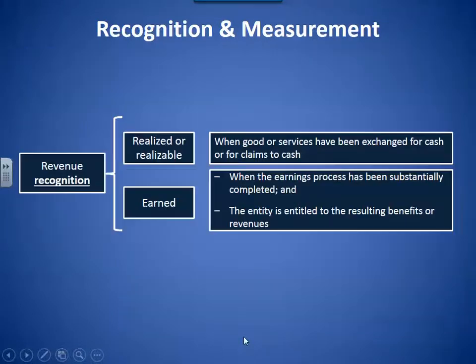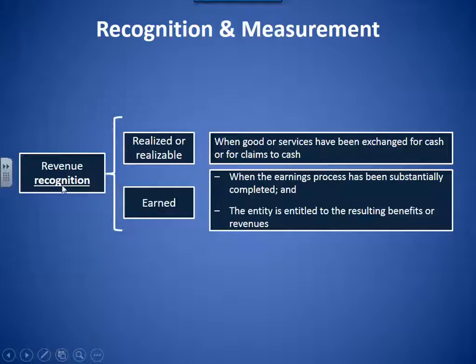Now let's look at the concept of revenue recognition. And again, recognition means when I actually record the transaction in the financial records of the company. There have to be two general things that happen in order to recognize revenue. The revenue must be realized or realizable. What that means is when goods or services have been exchanged for cash or claims for cash. In other words, cash or credit types of sales. So that's realized or realizable.